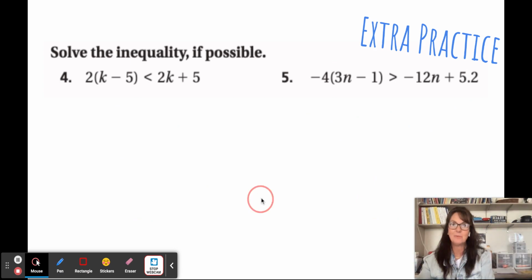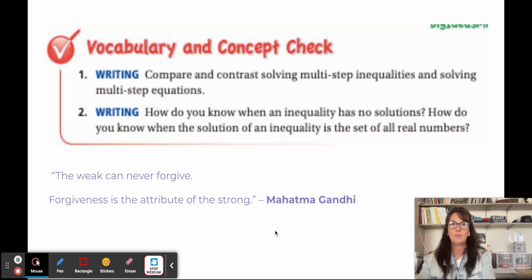As the lights go out, it is time for the vocabulary and concept check. So be sure to let me know which one you are answering and then whether or not you have any questions. Sorry if I went too fast. And I will see you in class tomorrow.